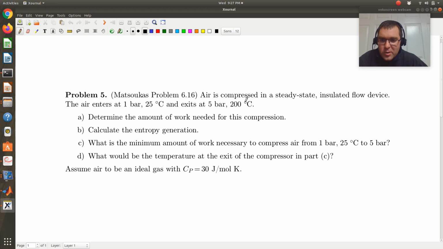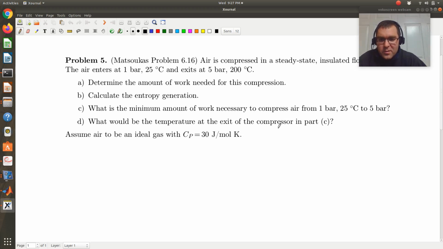Calculate the entropy generation. And then what is the minimum amount of work necessary to compress the air from 1 bar, 25 degrees C to 5 bar, and what would the temperature at the exit be for part C. We're told we can assume air to be an ideal gas with a Cp of 30 joules per mole Kelvin.